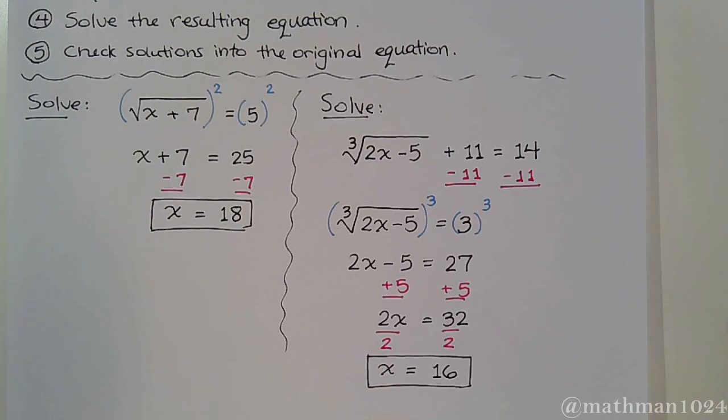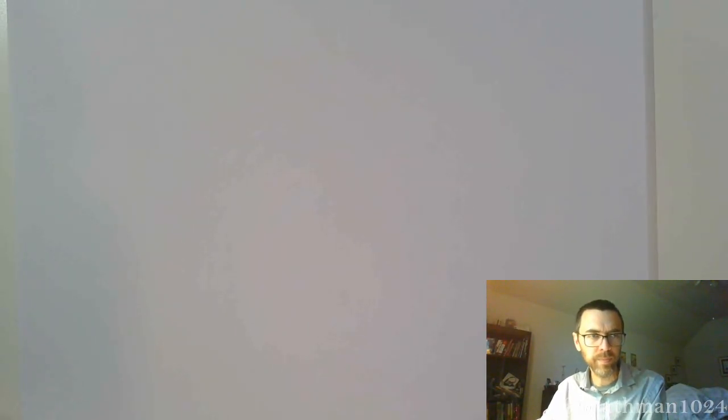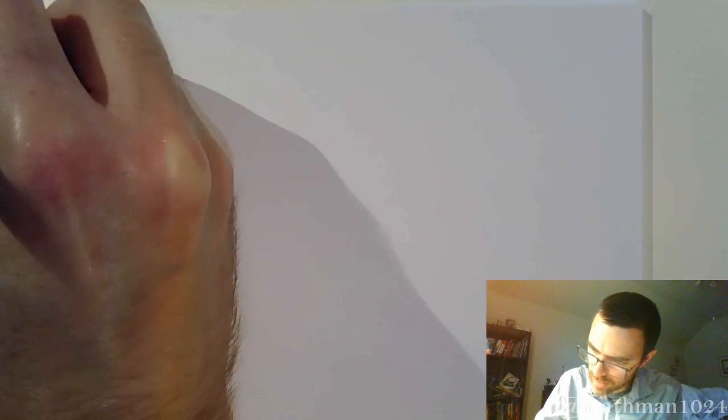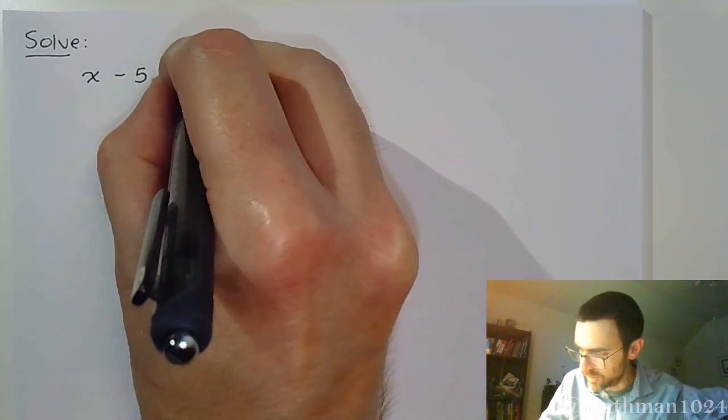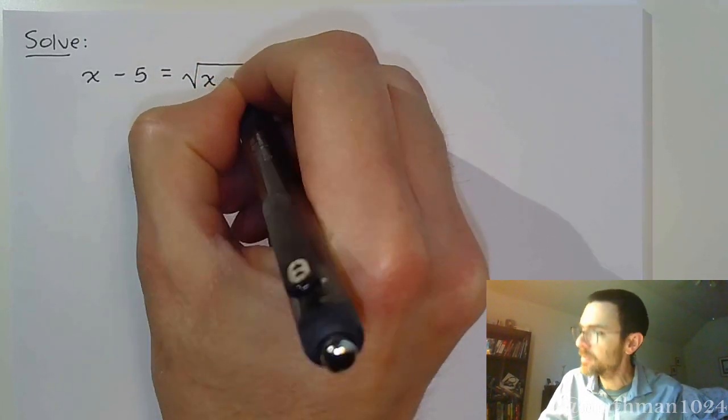So let's try another one. Let's look at x minus 5 is equal to the square root of x plus 1.